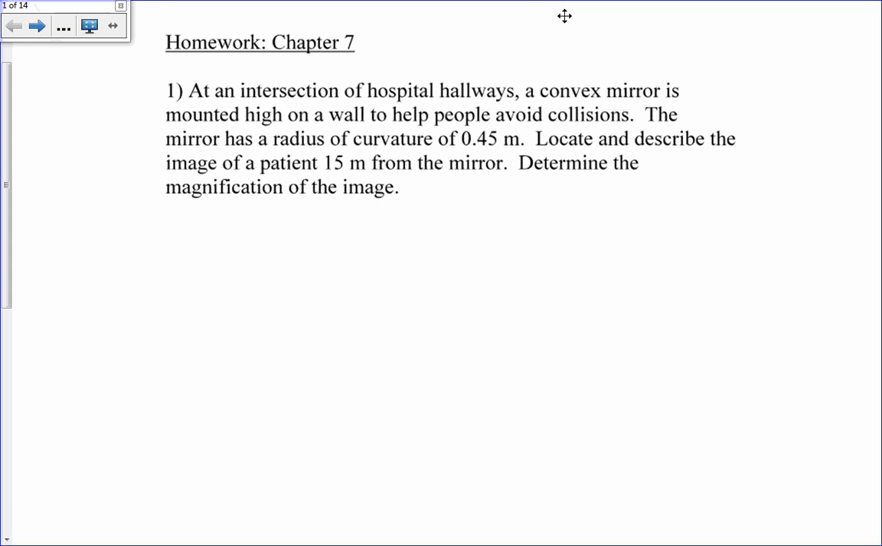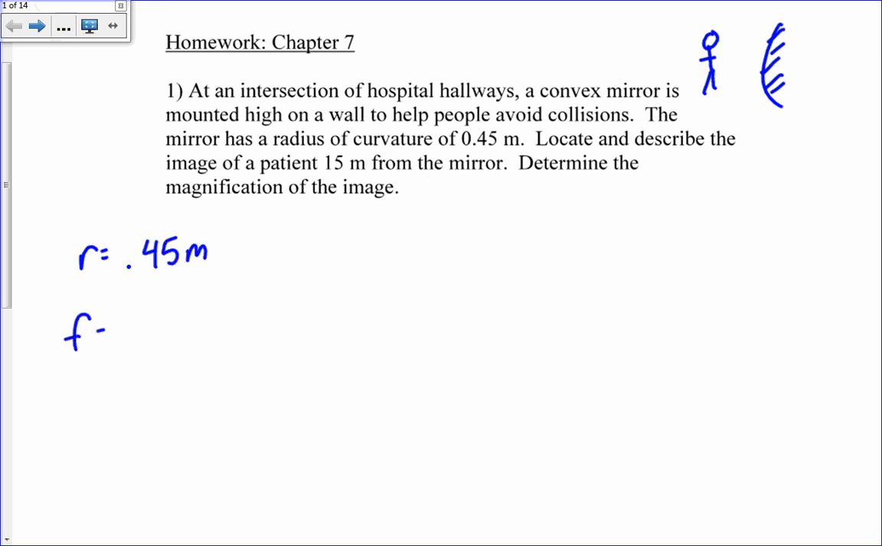All right, this is homework for Chapter 7. Intersection of hospital hallways, a convex mirror. Remember, a convex mirror looks like this, where the person or the object is on this side of the mirror. It's like a security mirror. It's mounted high on a wall to help people avoid collisions. It has a radius of curvature equal to 0.45 meters.